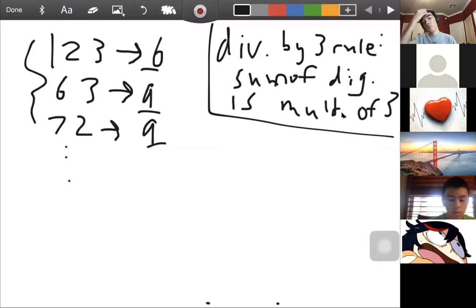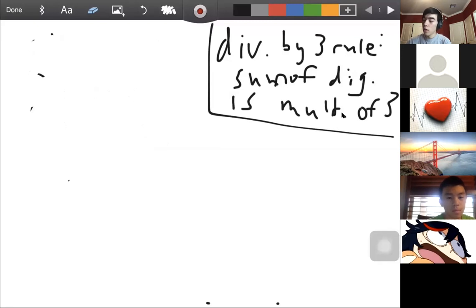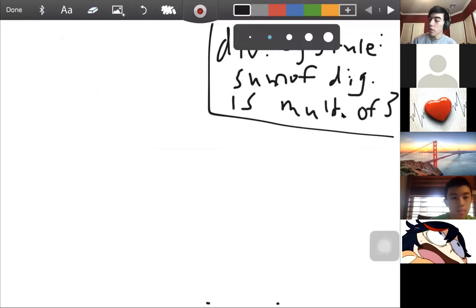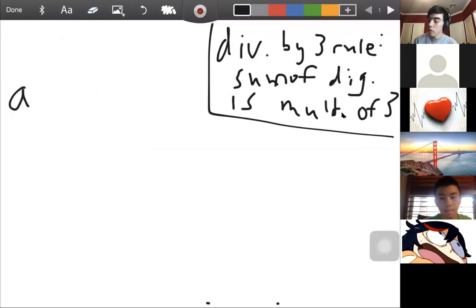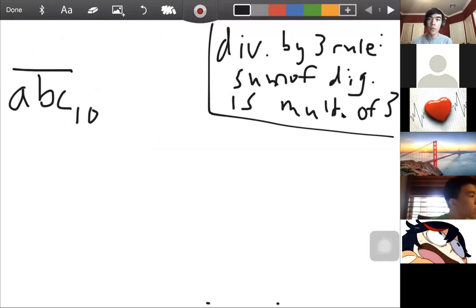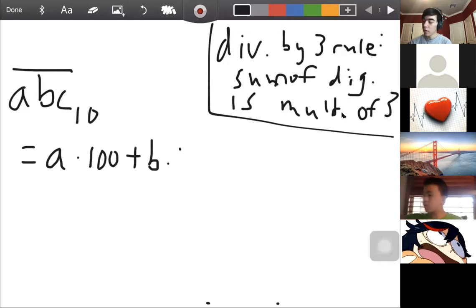Okay, so we can actually use what we learned before about bases to figure out why this is the case. If we have a number, I'm going to call it ABC base 10. This line at the top tells you that A, B, and C are not being multiplied by each other, but they're just digits in a string. I've told you before that this is A times 100 plus B times 10 plus C.